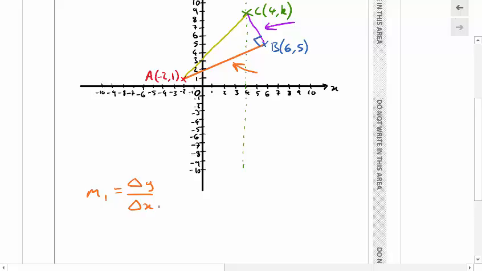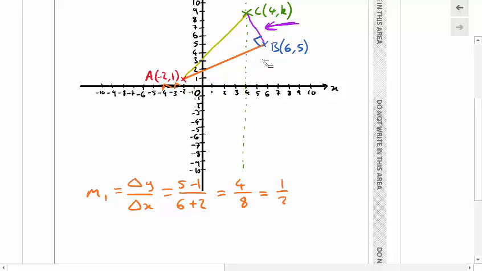So what's my change in y? Well, my change in y is going from 5 to 1, so it's 5 minus 1. And my change in x is going from 6 to minus 2, so it's going to be 6 take away negative 2. Careful of the double negative, that just becomes a positive. So I've got 5 minus 1, which is 4, over 6 minus 2, which is 8, which comes out as a half.